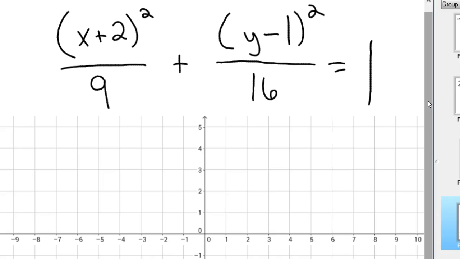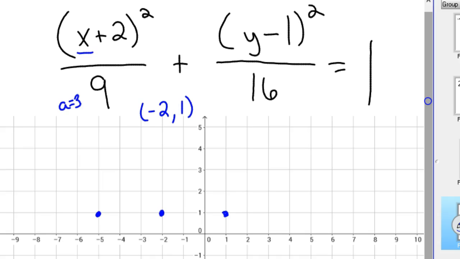Okay, so to graph this thing, your center is -2, +1. So I'm going to go left 2, up 1. There's the center of my ellipse. Since 9 is here, I'm going to call it A. A is 3, so you take the square root of 9. So we would go right and left 3. There's 3. There's 3. So those are my vertices along the X, since it's underneath the X.